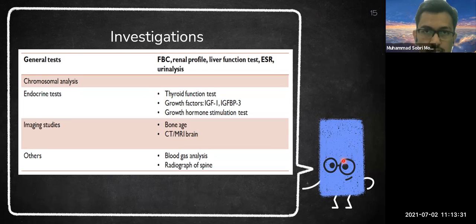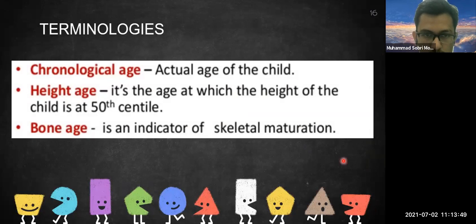And for other tests such as blood gas analysis, it is known that one of the rare causes of short stature is renal tubular acidosis. So to identify that, we have to do blood gas analysis. Also, a radiograph of the spine is helpful in ruling out skeletal dysplasias in the patient. So these are some of the terminologies that we have to understand.